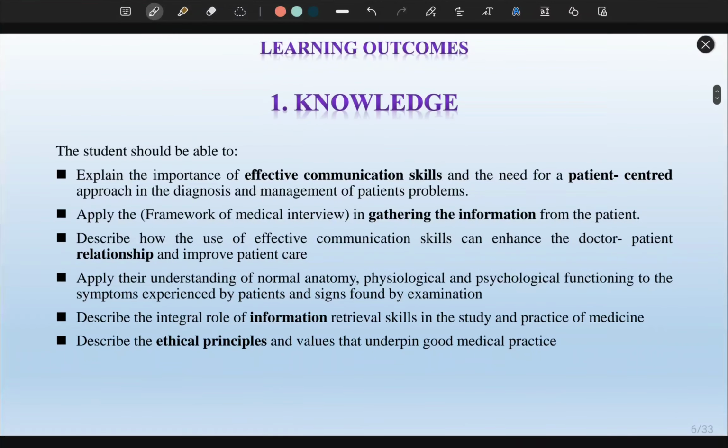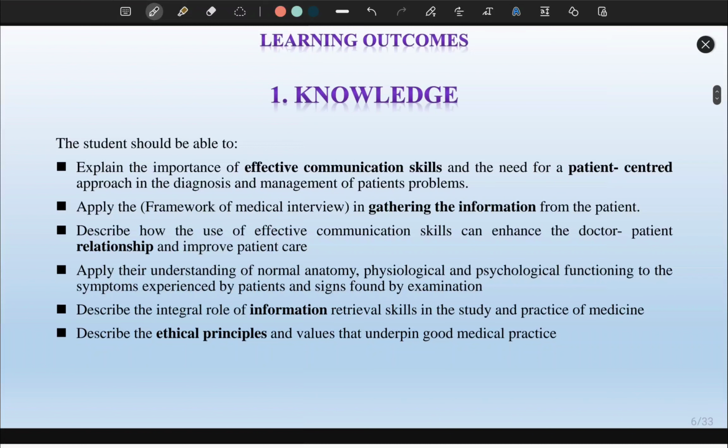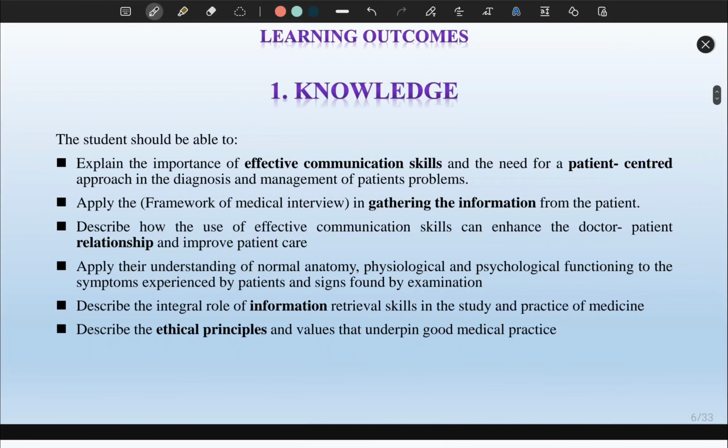So, there are three components in the communications. The first one is the knowledge. When you communicate with your patient, you should have knowledge, okay? The background information. So, at the end of this course, you, as a learner, should be able to explain the importance of effective communication skill and the need for patient-centered approach in the diagnosis and management of patient.